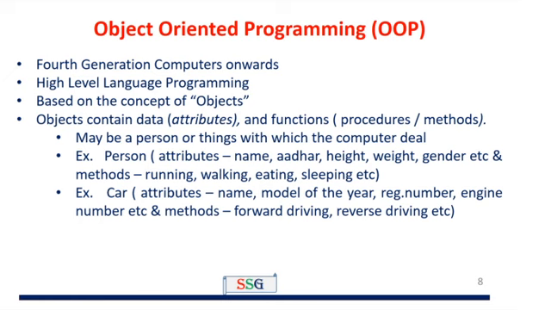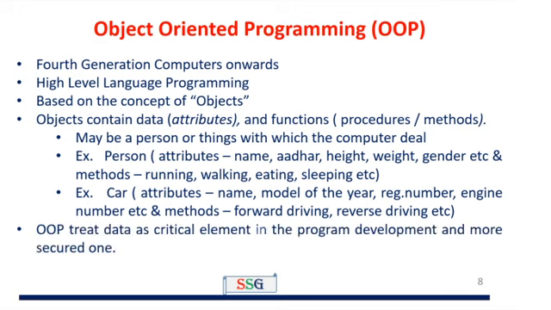The next object is a car. I will take the second example, the car. Attributes of the car are name, model year, registration number, engine number, and number of gears in the car. Methods of the car are forward driving, reverse driving, and changing the gear. Here in OOPS, data is treated as a critical element in program development, and it is more secured. Here the main focus is on data. OOPS treats the data as a critical element. Then next one.